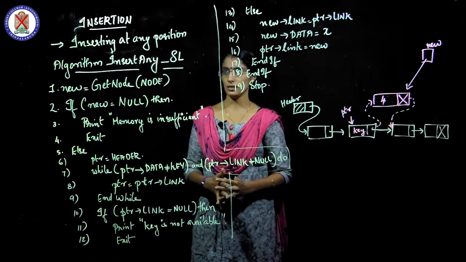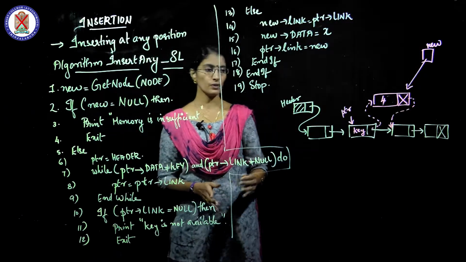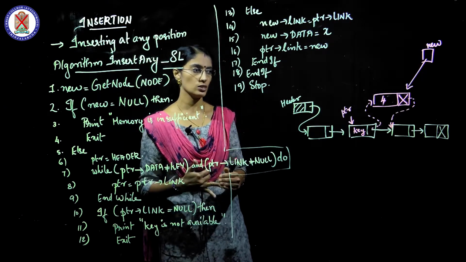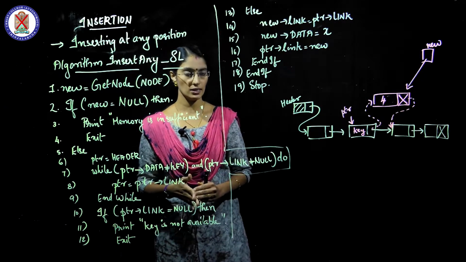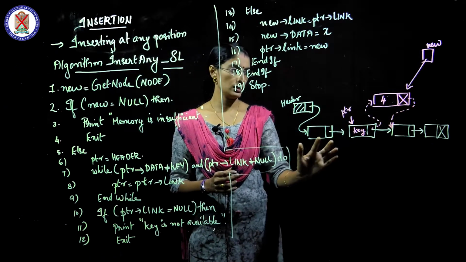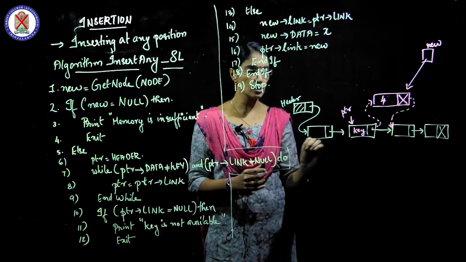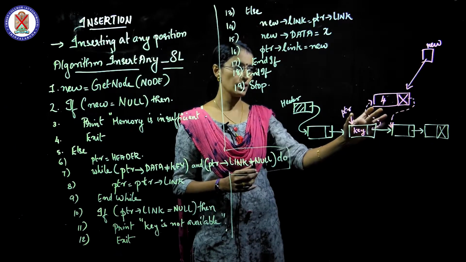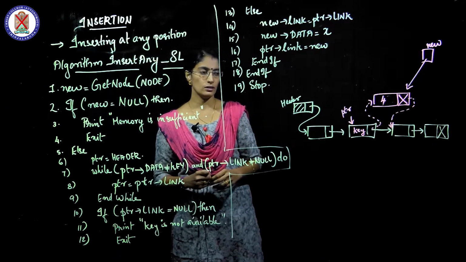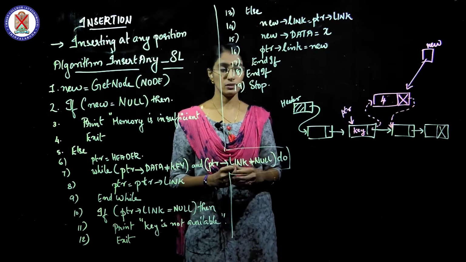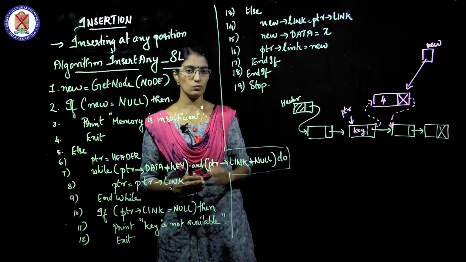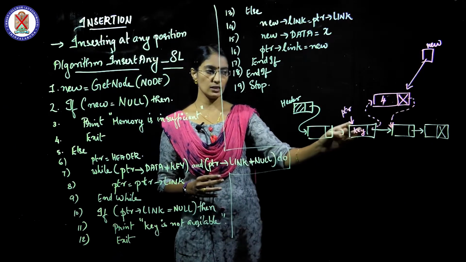Next, we will be seeing the algorithm for inserting at any point. We have already seen inserting at the front and at the end, and now we will see insertion at any point of an already existing linked list. Suppose this is our linked list, and we already have 1, 2, 3, 4 nodes, and I'm going to insert a node at any position. The position is determined by a value. You have a key value, and the new node that is going to be inserted will be after the key node. The key is the data.